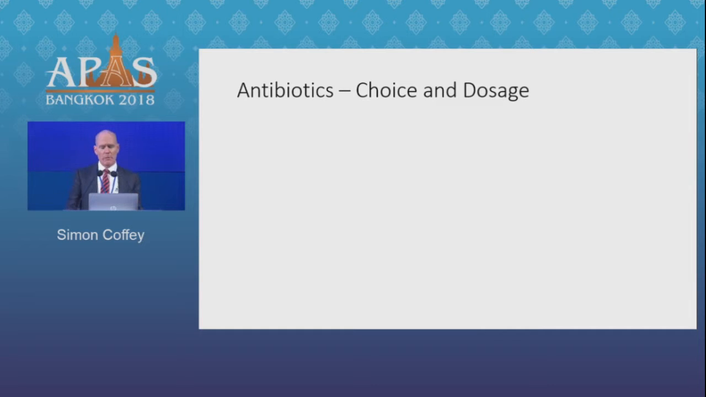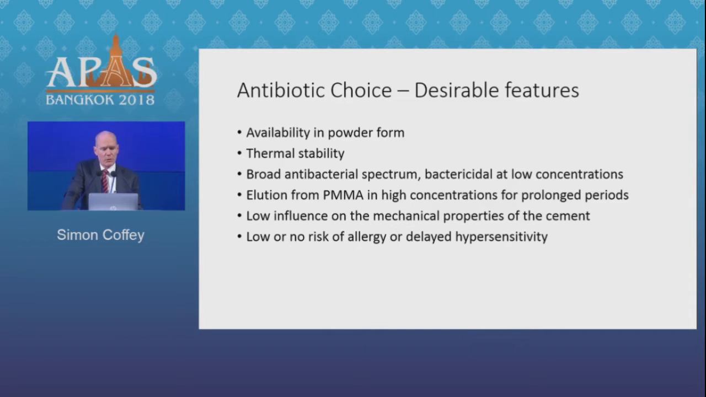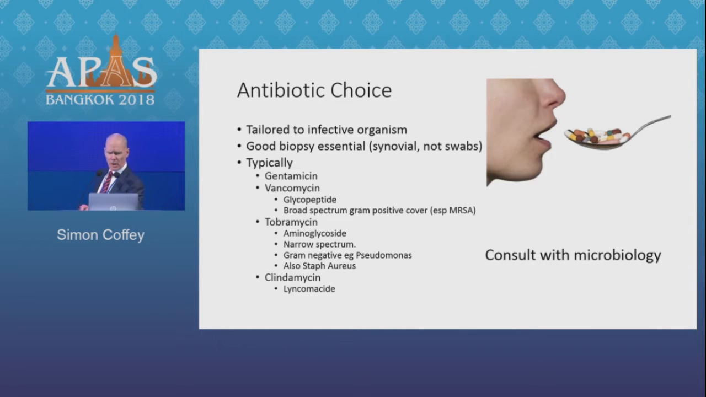So antibiotic choice and dosage, of course, they should be thermally stable, broad spectrum. They should elute from the cement with low influence on the mechanical properties of the cement and have a history of low or no risk of allergy. And that generally comes down to gentamicin, vancomycin, tobramycin, clindamycin are the broad-spectrum antibiotics that we will likely use.